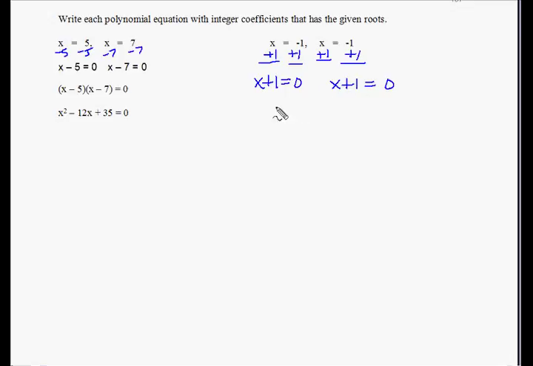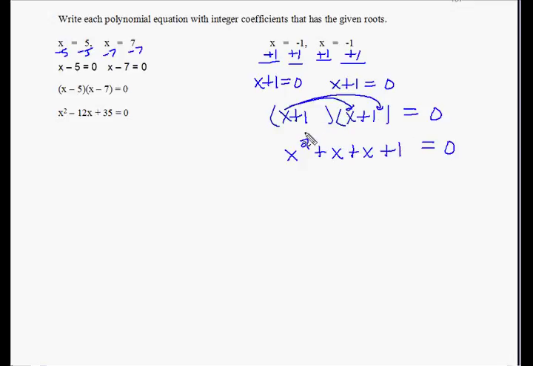Now since they're equal to 0, I can multiply them together. So my x plus 1 times my x plus 1 would still equal 0. And then using the distributive property and multiplying this all the way out, I get x squared plus x plus 1 is equal to 0.